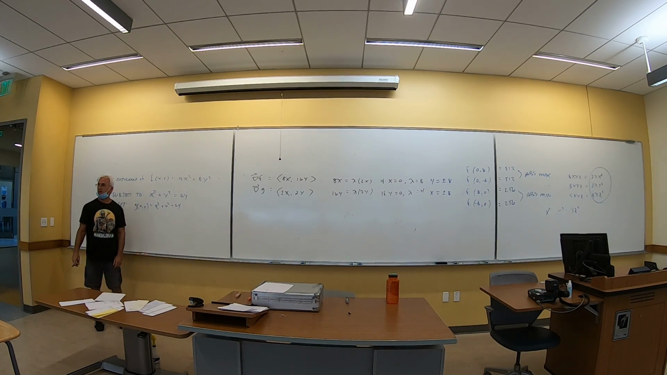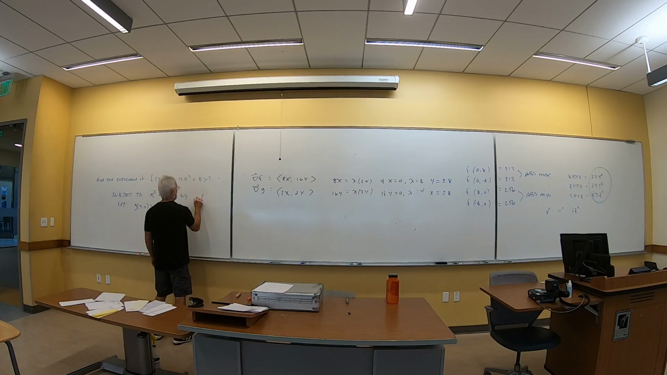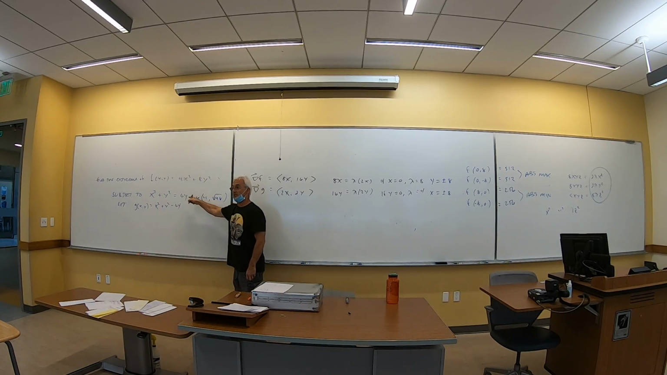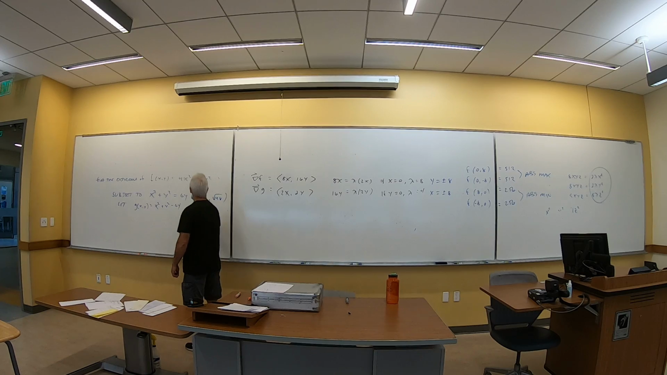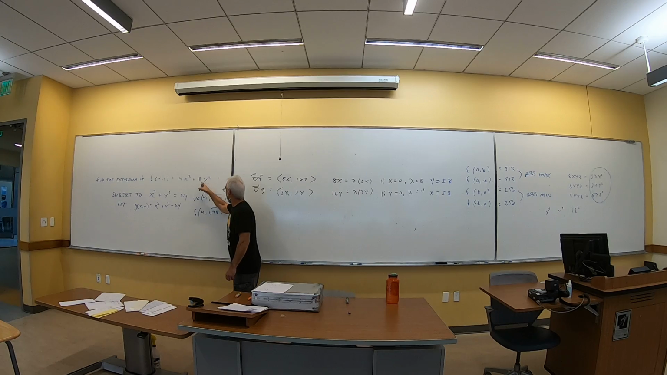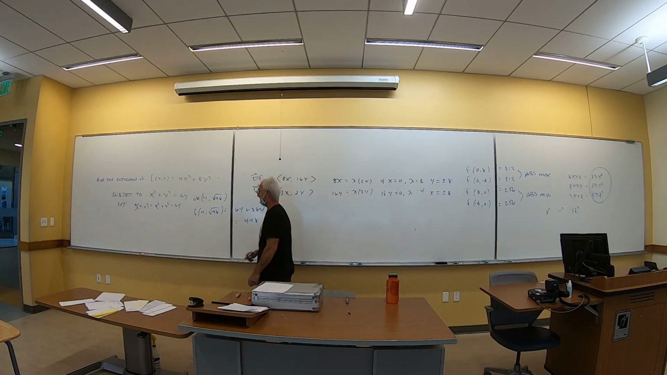Pick a random point that satisfies the constraint. Okay. How about, let's use 4 comma square root of 48. That satisfies the constraint. What is f of 4 comma square root of 48? 4 times 4 squared would be 64. 8 times 48 would be 384, which is what? 448.